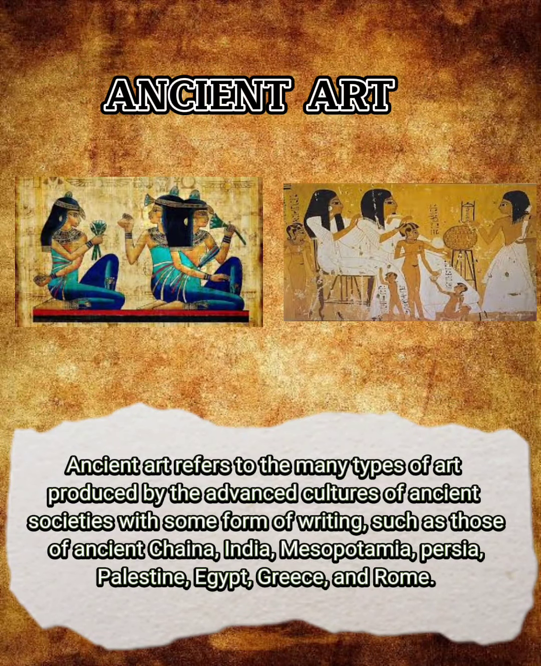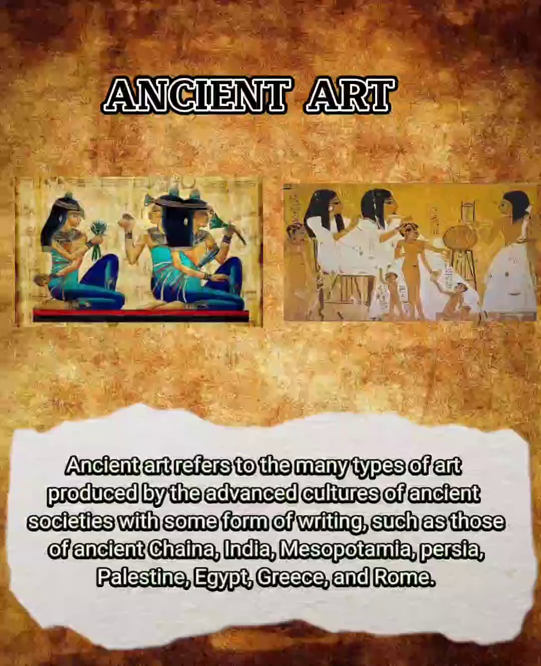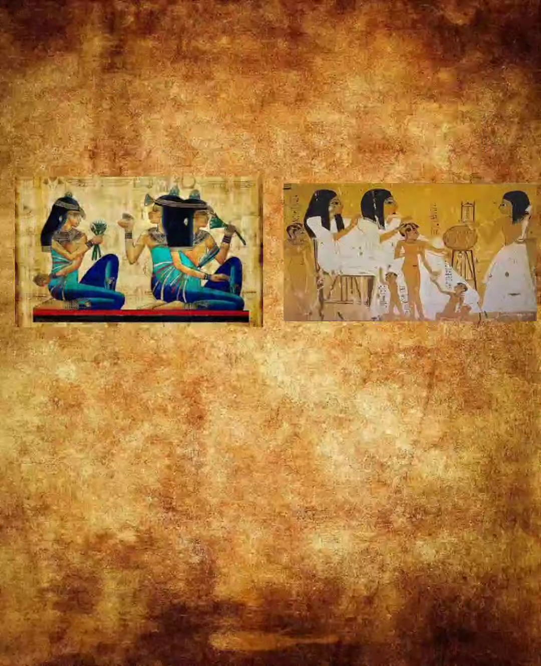Ancient art refers to the many types of art produced by the advanced cultures of ancient society with some form of writing, such as those of ancient China, India, Mesopotamia, Persia, Palestine, Egypt, Greece, and Rome.